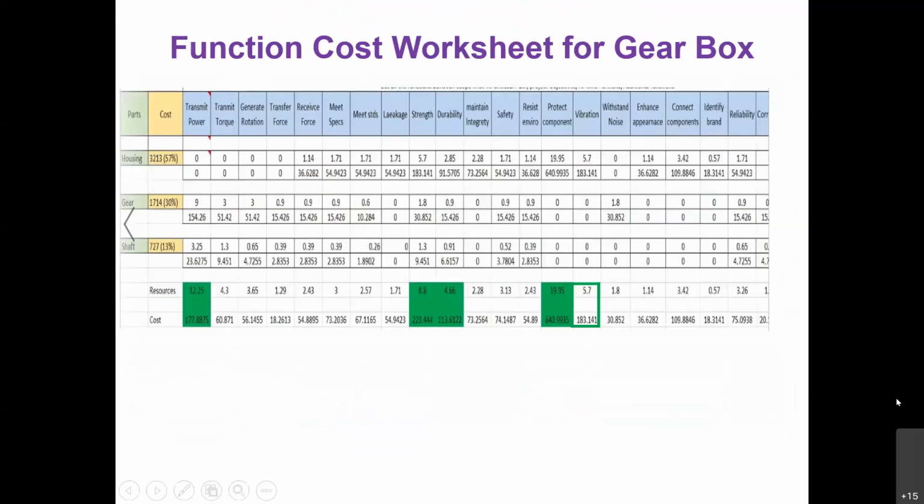And next is nothing but a function cost worksheet. Okay, this is a bit difficult for you to understand at this time because you have very limited time. I'll just give you an overview. So here I've taken an example of a gearbox having a housing, gears, and shaft. The housing has 57% of the overall cost, 30% of the cost goes to gears, and 13% goes to the shaft. And these are all the different functions that you got from the FAST diagram.